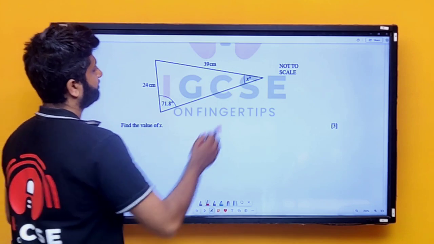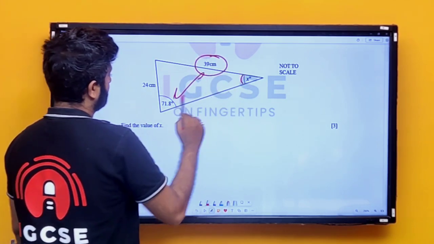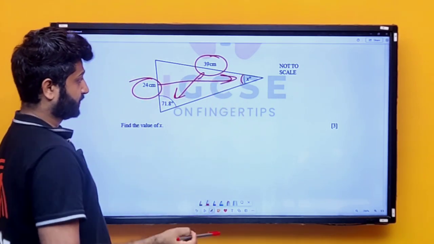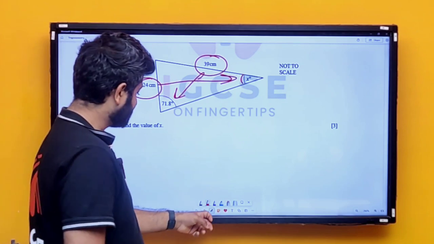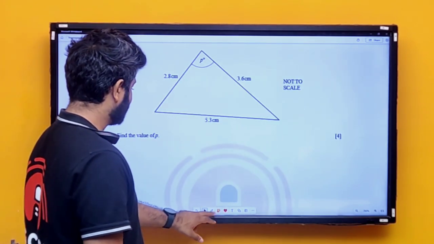Next, again, this is a question of sine rule. I have to find the value of x. I have been given a side and the angle opposite to the side. You can use sine rule to find this answer of x.